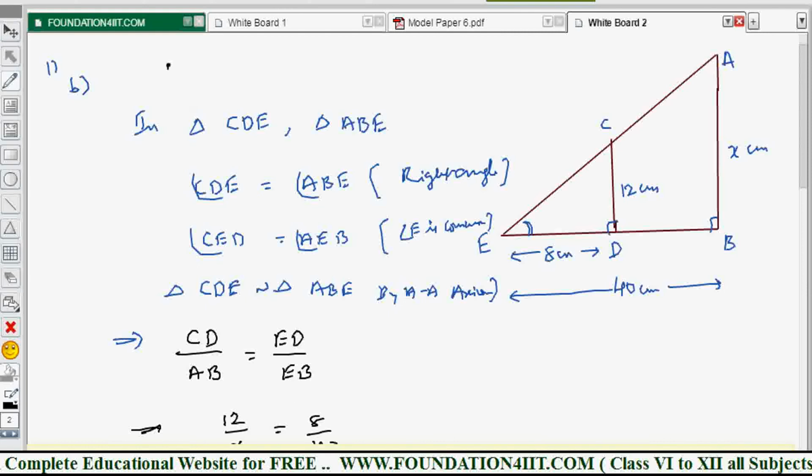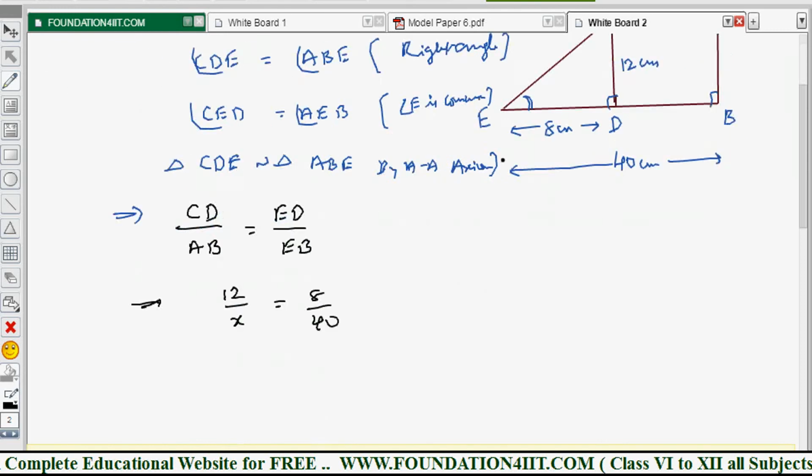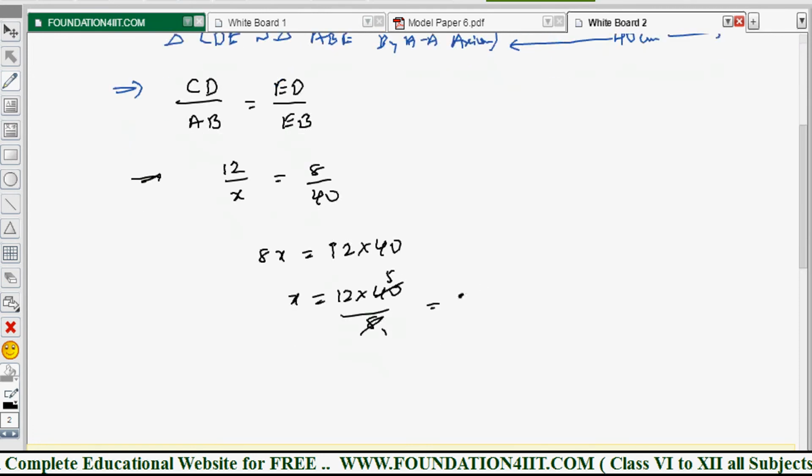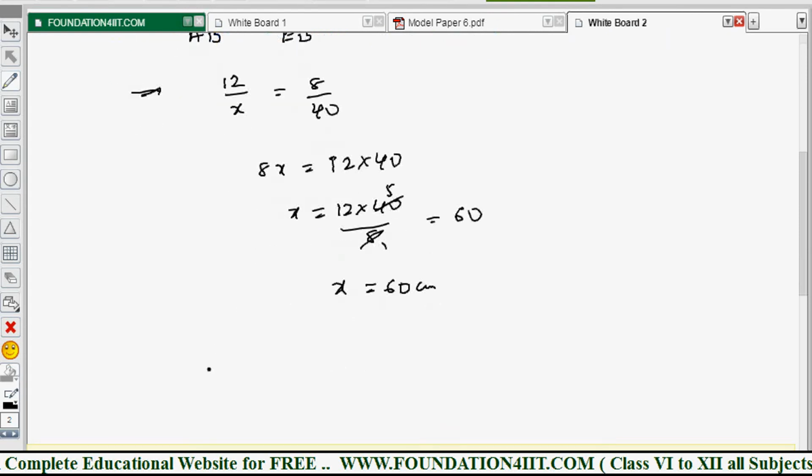Let AB be x centimeters, the length of the tower. If you find x, that is enough. By cross multiplication, 8x is equal to 12 into 40. So x is equal to 12 into 40 by 8. 8 ones are 8, 8 fives are 40, 12 fives are 60. Therefore x is equal to 60 centimeters. That means the height of the tower is 60 centimeters.